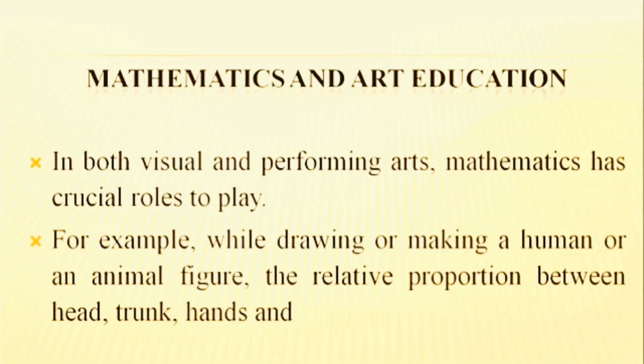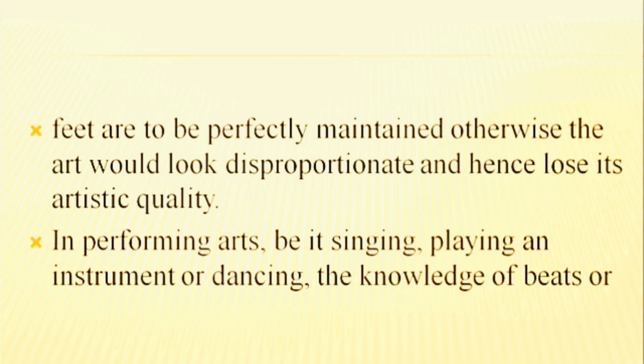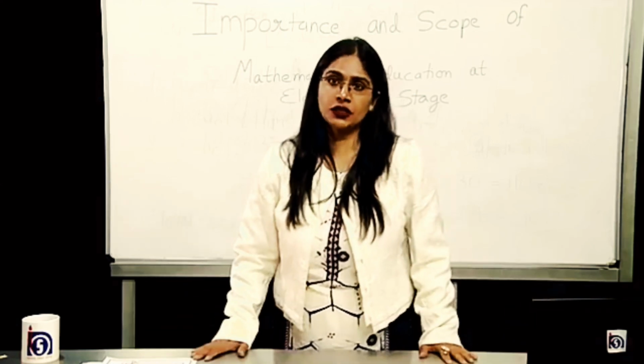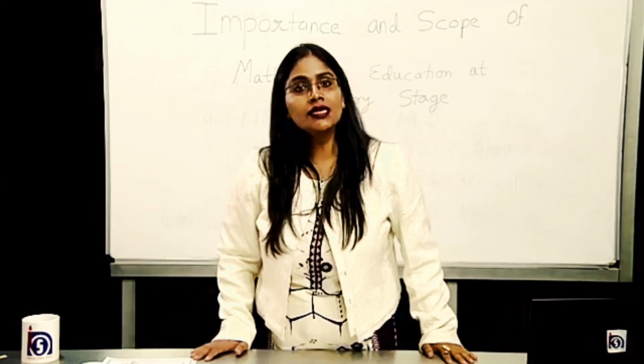In both visual and performing arts, mathematics has a crucial role to play. For example, while drawing or making a human or animal figure, the relative proportion between head, trunk, hands and feet are to be perfectly maintained. Otherwise, the art would look disproportionate and hence lose its artistic quality. In performing art, be it singing, playing an instrument or dancing, the knowledge of beats or rhythm is the key to all such performances.